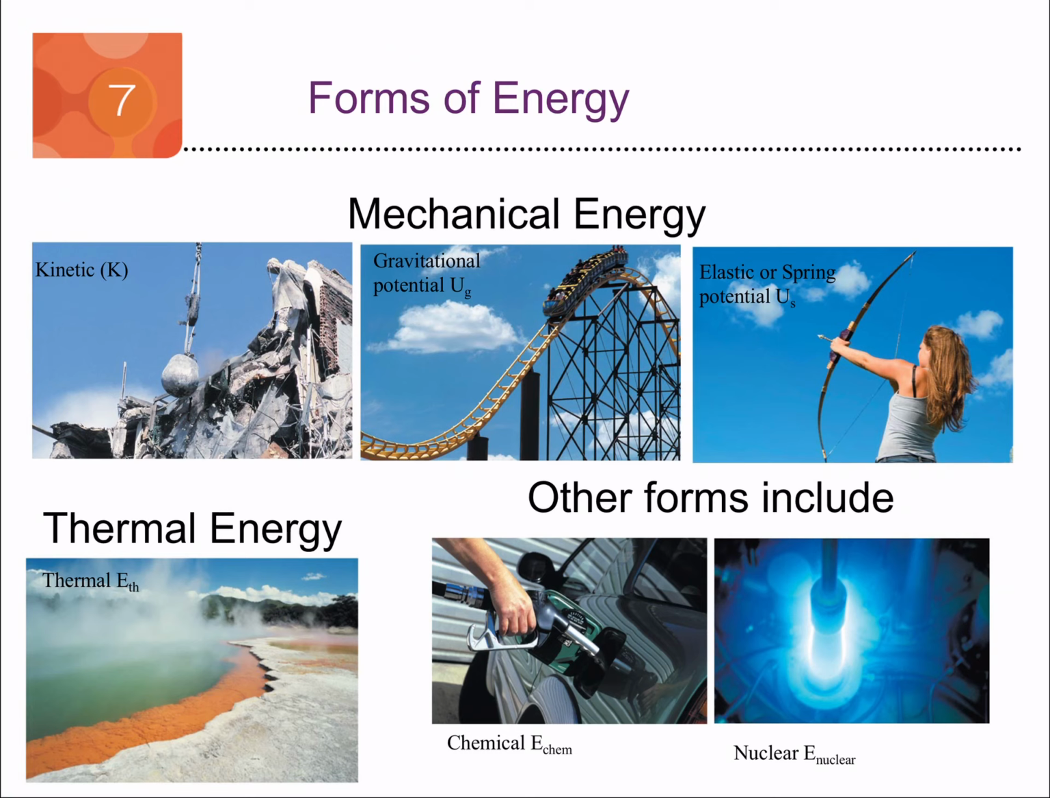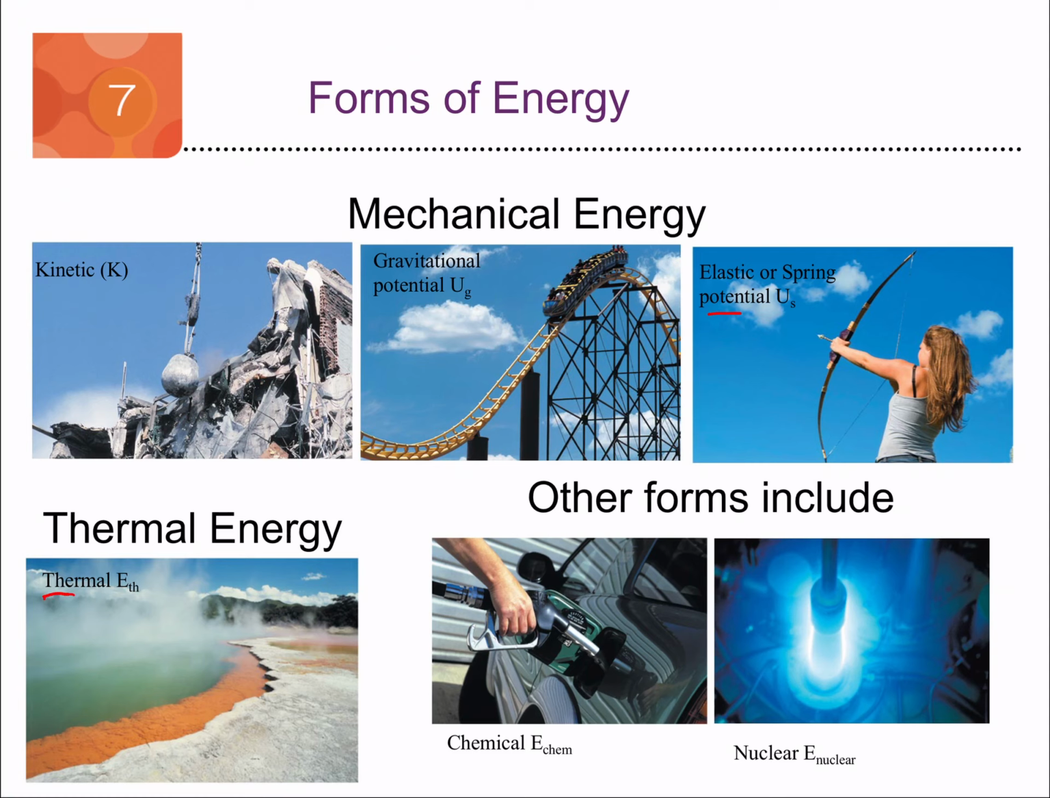We've already talked about kinetic energy and gravitational potential energy. This picture shows our elastic or spring potential energy, which is the potential stored as a result of deformation of an elastic object, like stretching a spring. It's equal to the work done to stretch that spring, and it depends upon the spring constant, which is k.